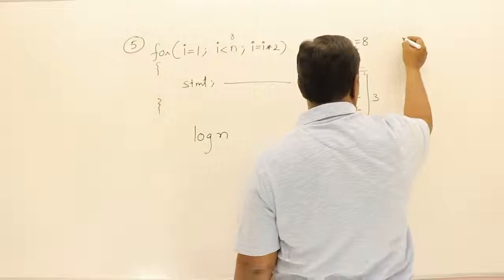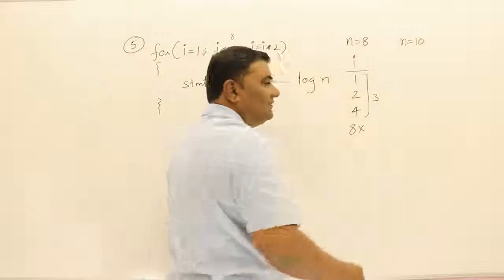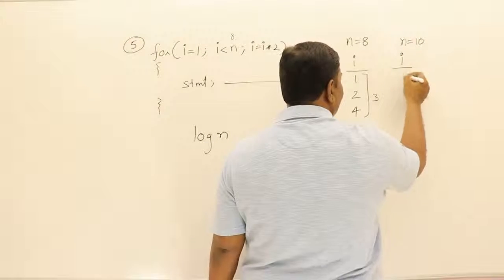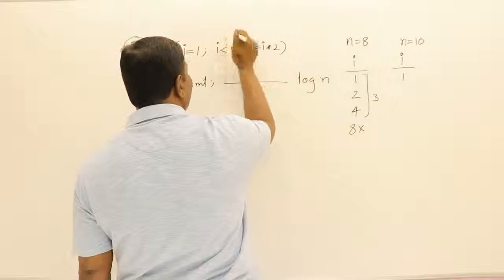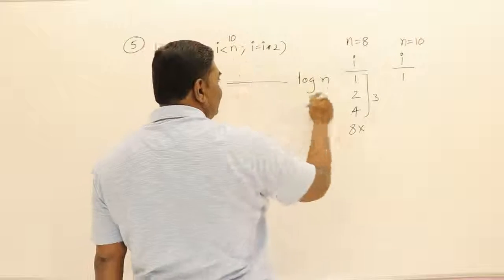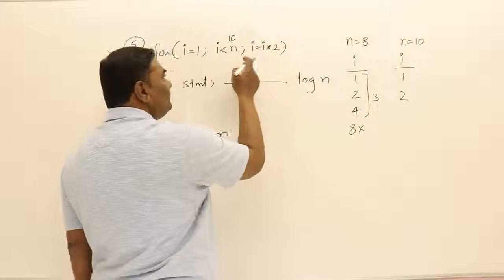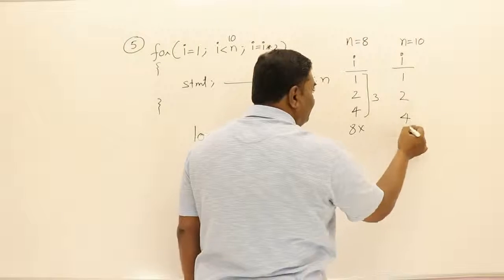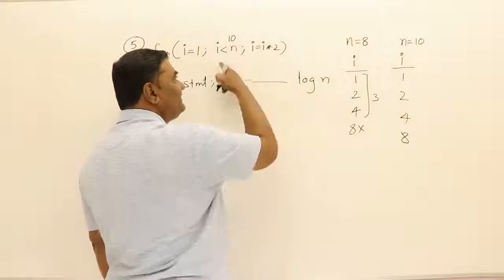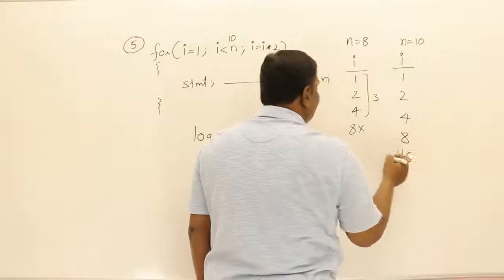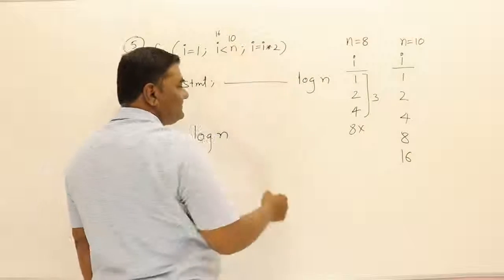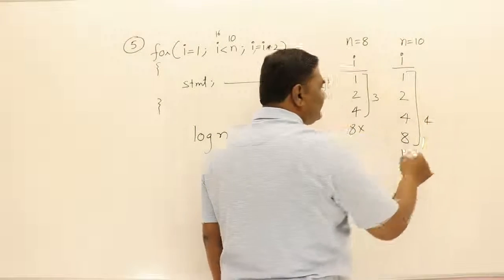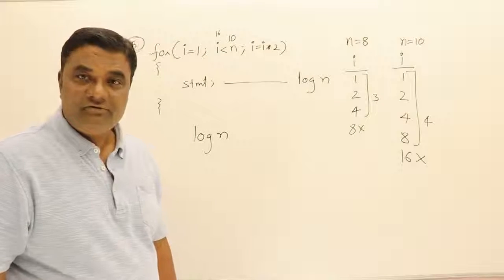Next, if I take the n value as 10, let us see what happens. I is initially 1. 1 is less than 10. Continue. It's multiplied by 2, so 2 is less than 10. 4, 4 is less than 10. 8 multiplied by 2, it is 8. 8 is also less than 10. Then 16. So 16 is I. I is not less than 10, so it will stop here. So total how many times? 4 times. It's executing for 4 times.